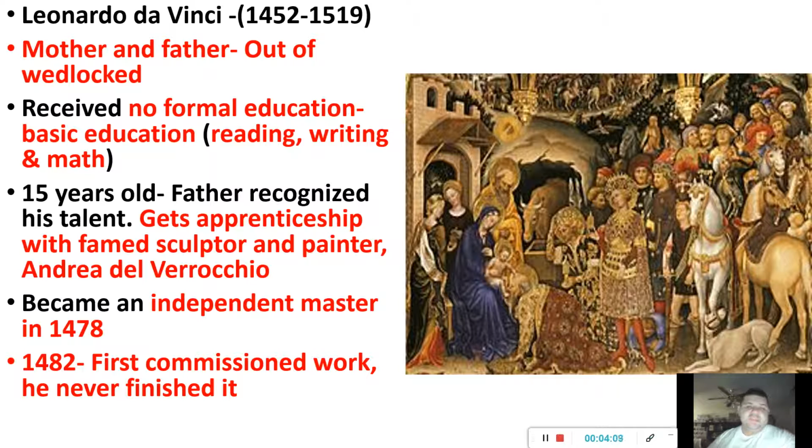So Da Vinci becomes his own master in 1478, and then about 4 years later, he gets his first commission job. Someone pays him to paint something for them. Here's the thing: Da Vinci never finishes it. He doesn't finish it completely, and that's a common theme you're going to see again about him. Okay.